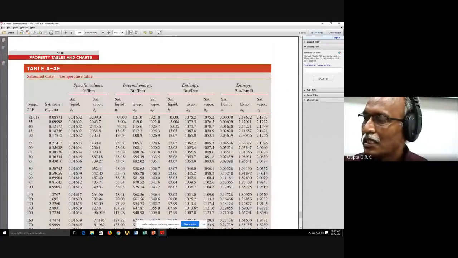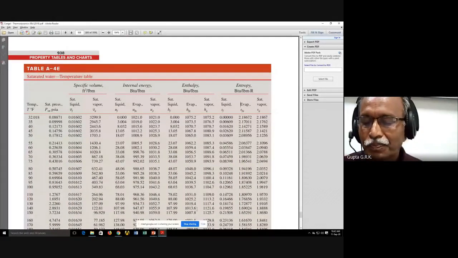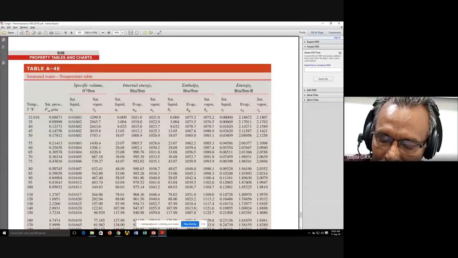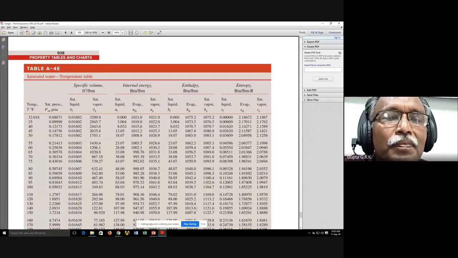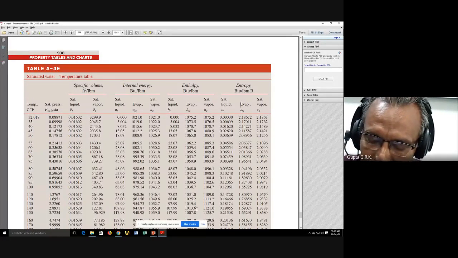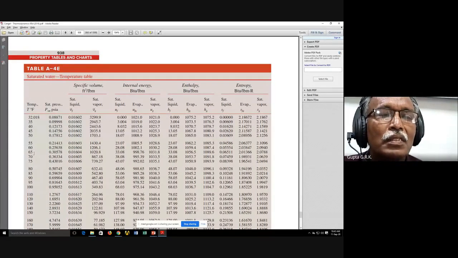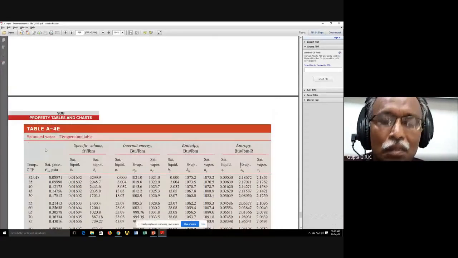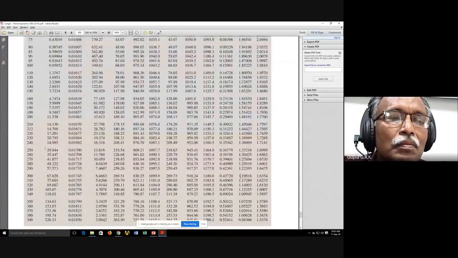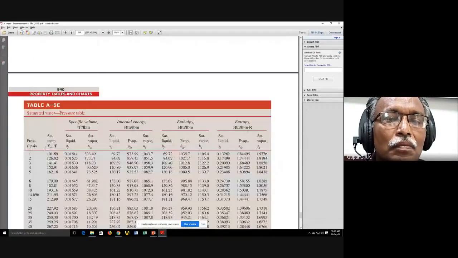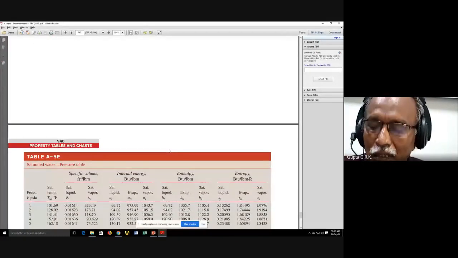Okay, this saturated water, actually I have noted the saturated tables. They are on page number 938. This is temperature based. So you can see here the temperature based saturation tables. Temperature. Okay, this is. Because these are British units, I think we'll go up.